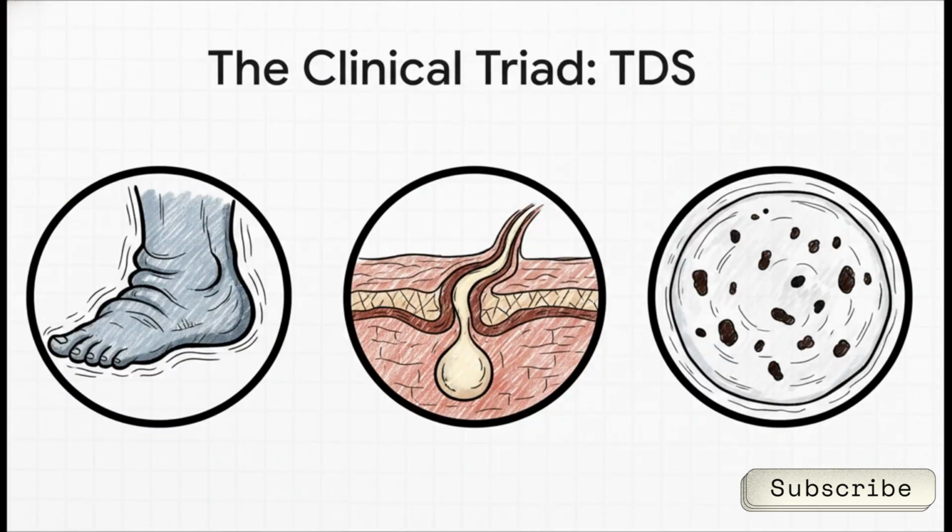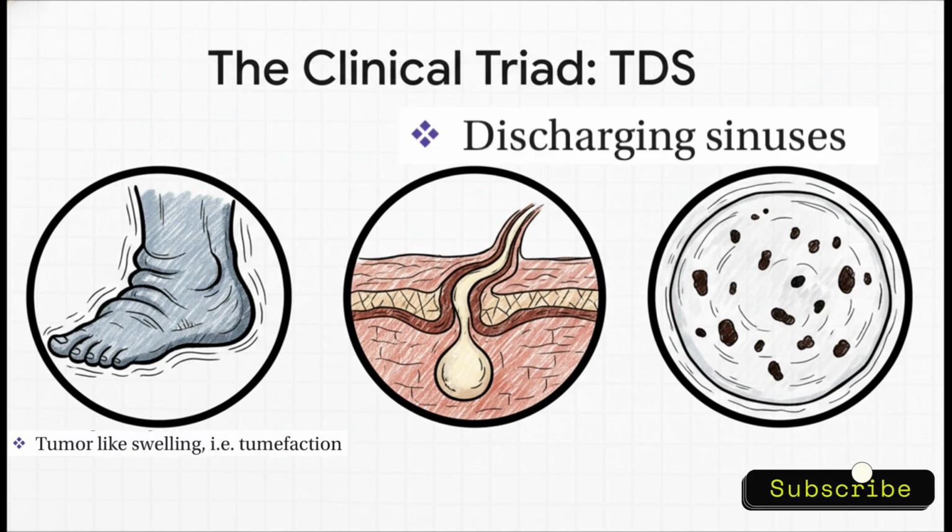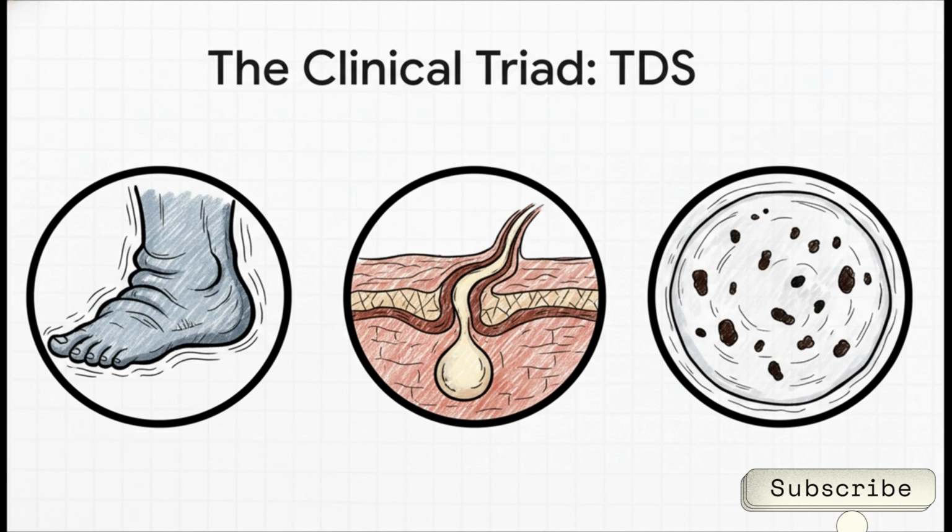Now, for your exams, you have to lock in this clinical triad. The mnemonic is super simple. TDS. T is for tumefaction, which is that massive tumor-like swelling. D and S stand for discharging sinuses. These are little openings on the skin that are just oozing fluid. And that last S? That's for the granules you find inside that discharge. TDS, super easy to remember, super high yield.